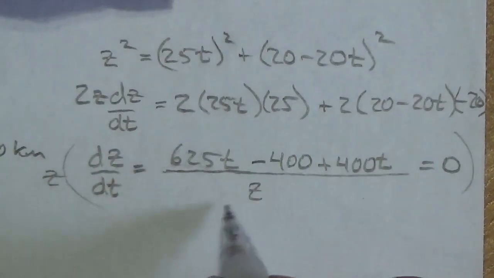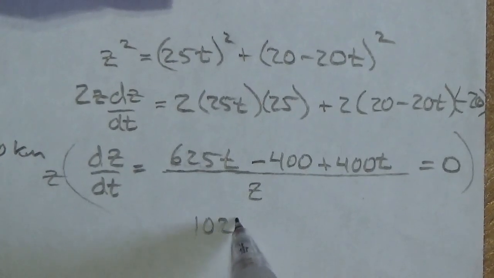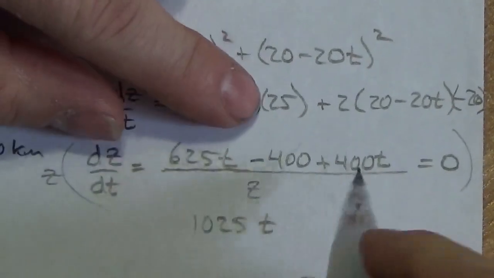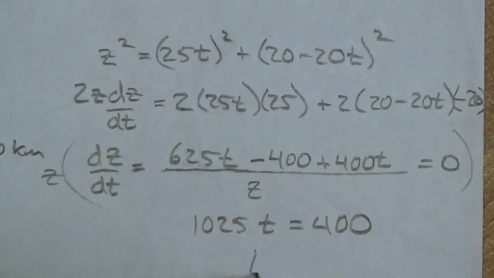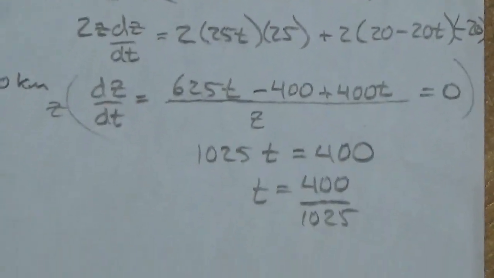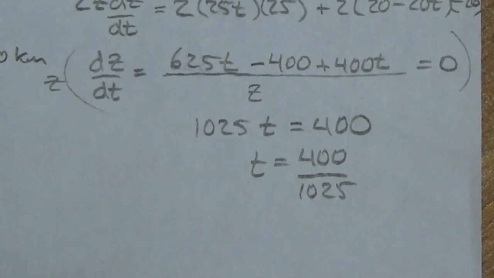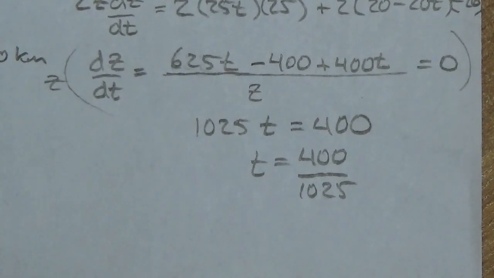And so now I'll add those two t terms together, and this will become 1025t. I'll bring the 400 over, is equal to 400. So t is equal to 400 over 1025. Okay, well, whoops, sorry, you can't see that. Now, that's fabulous. That's wonderful. What a great result here. That's not particularly useful to us.